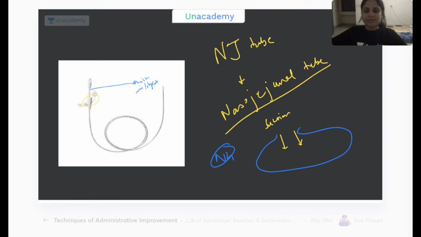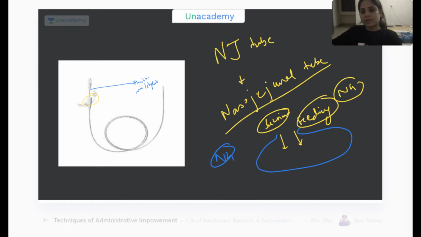Gastric pH monitoring? No, simple. You can feed the patient, correct? There are two things that can be done using a nasogastric tube. What can not be done using a nasojejunal tube? Out of these two things, suctioning and feeding, what is the one thing that cannot be done by the nasojejunal tube? Yes, you cannot suction out of the nasojejunal tube.